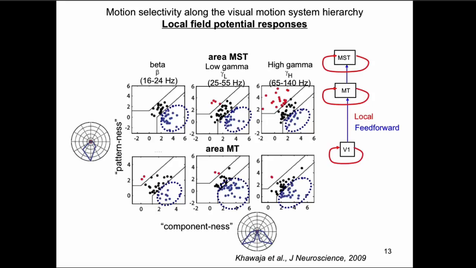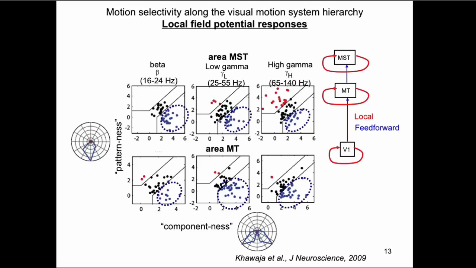Now, if we were to look at MT, we would hypothesize that mostly all of the local field potential signals should be component because MT gets its input from V1, which is mostly component cells. And we found what we expected, that most sites in MT are component selective.